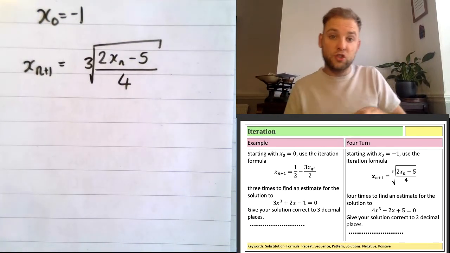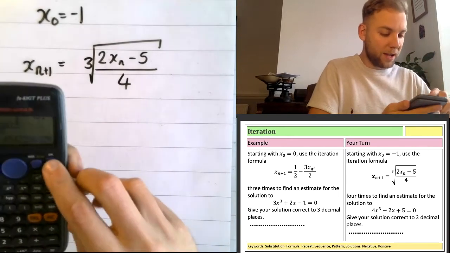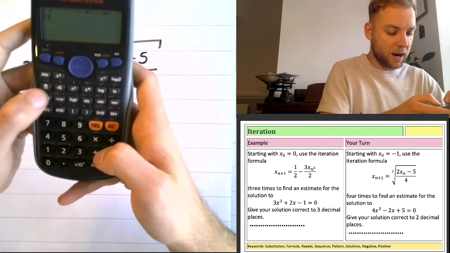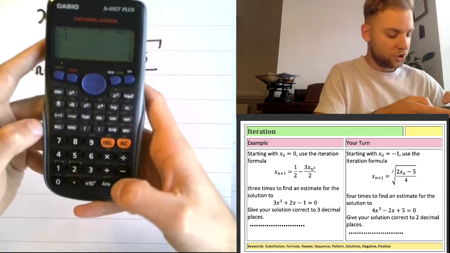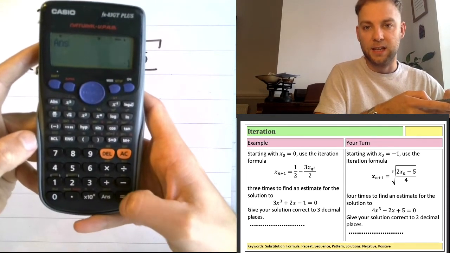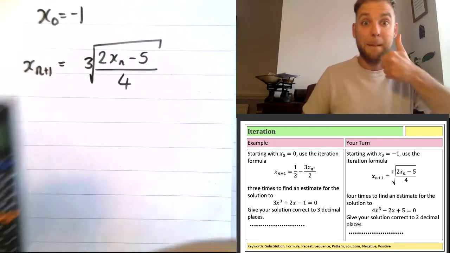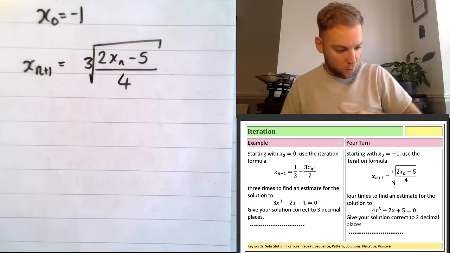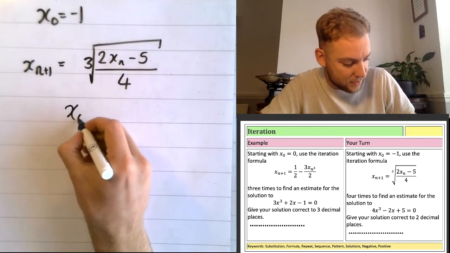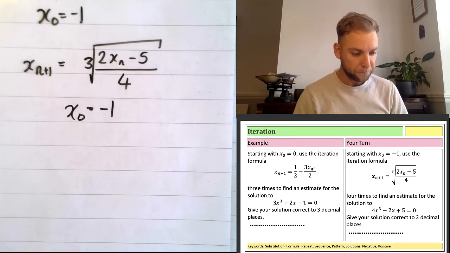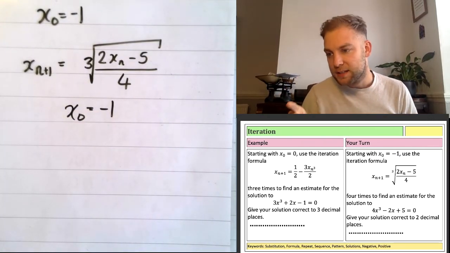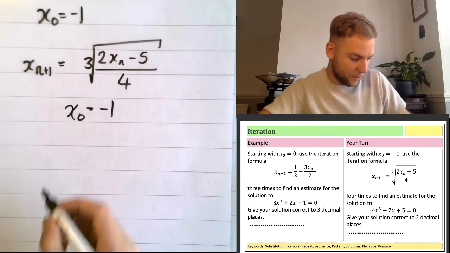So I need to store that in my calculator, and I'm going to do that by typing minus 1 into my calculator and pressing equals. Check that it's in there, press answer, equals, is it minus 1? Yes, it is. Super. So let's just make it really clear to the examiner, x of 0 is equal to minus 1. My first term is minus 1. So it says to do it 4 times now.